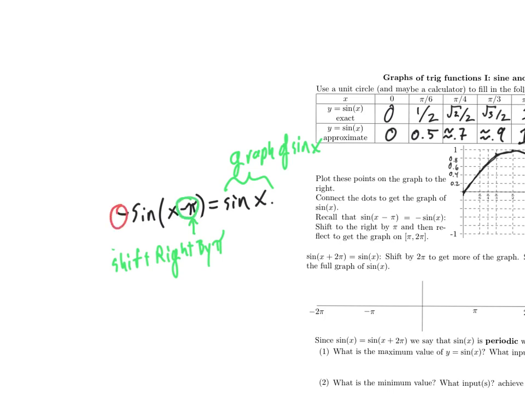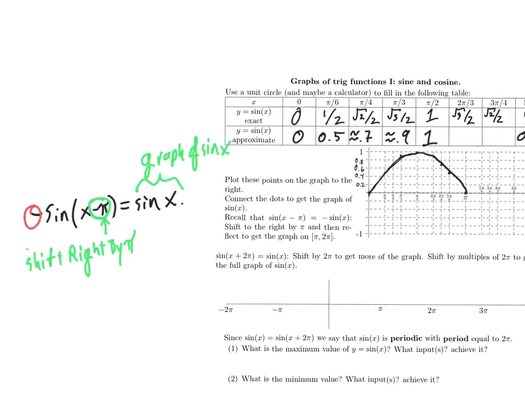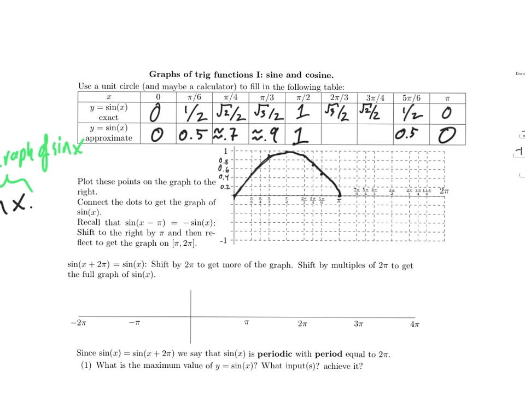and reflected over the x-axis. So that means if I take the graph of sine of x, which I've generated some of so far, if I take exactly this graph and shift it right by pi, and then reflect it over the x-axis, I'll get the graph of sine of x. So I don't have to sketch any more points. I just need to take this graph, shift it right by pi, and reflect it over the x-axis.